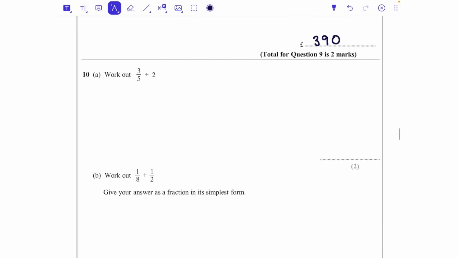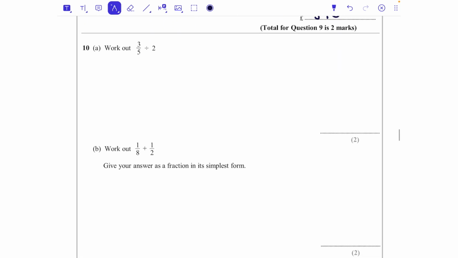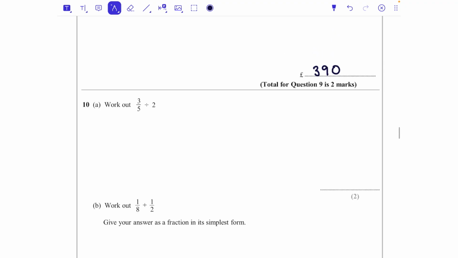Question number 10. Work out 3/5 divided by 2. Now, when we are adding and subtracting fractions, we need to make the denominators the same. When we're timesing, we just do the top times the top and the bottom times the bottom. And when we're dividing, we keep, change, flip. Now, divide changes to a multiply. We need to flip the 2.